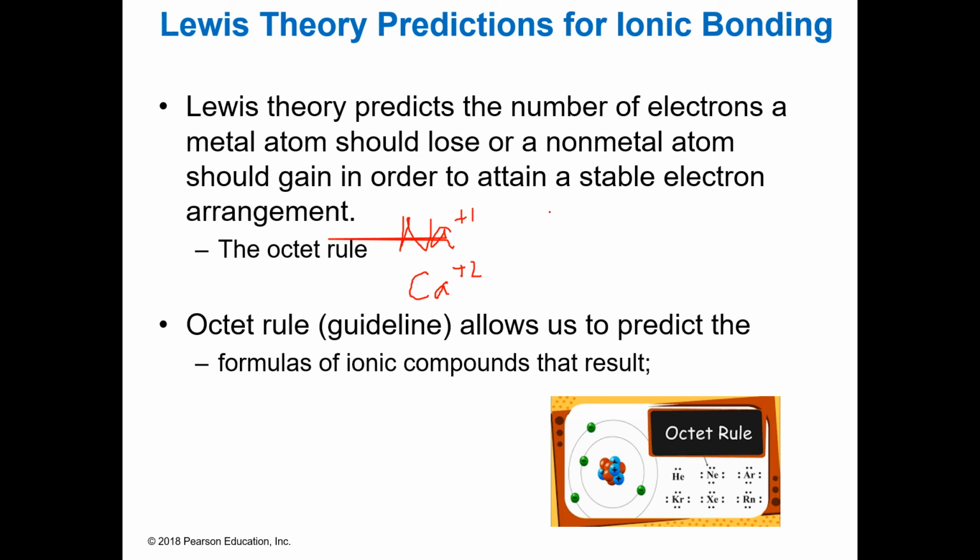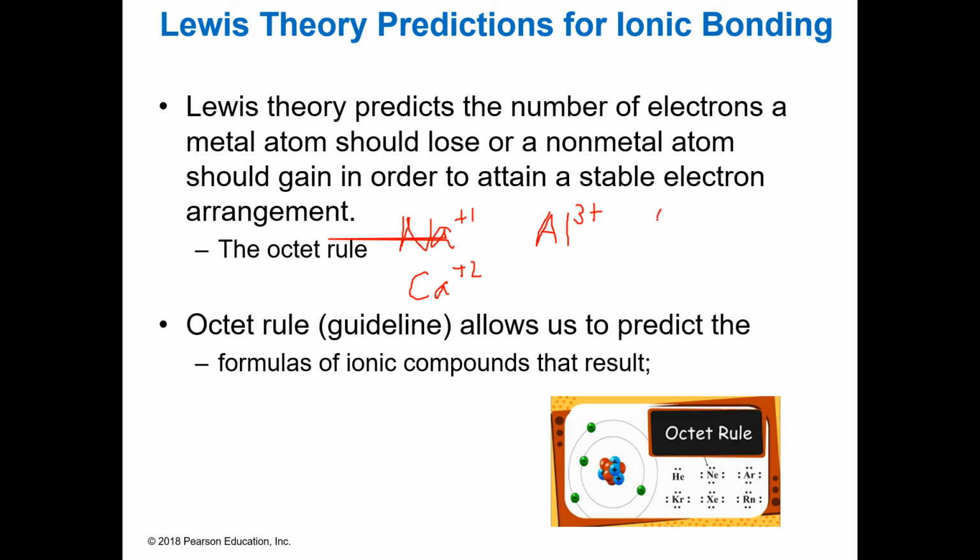Group 3, the only one that is consistent is aluminum. Aluminum has 3 valence electrons. It's a metal. It's going to lose 3 valence electrons, so when it's an ion, it will take on a +3 charge. Group 4, we're just going to skip. It's not going to take on a charge.